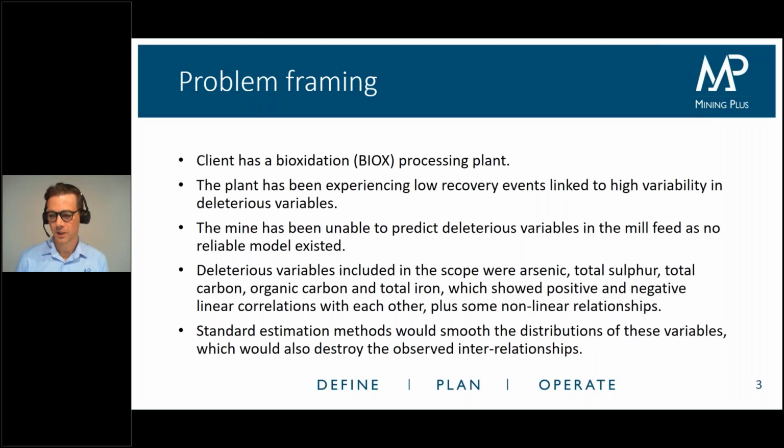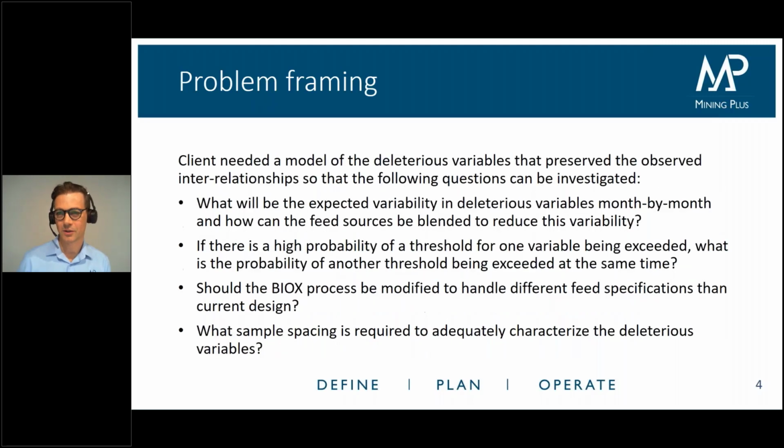Standard estimation methods would have smoothed the distributions of these variables, which would also destroy the observed interrelationships. So that's where we turned to conditional simulation. The client needed a model of the deleterious variables that preserved the observed interrelationships so that the following questions can also be investigated. What would be the expected variability in deleterious variables month by month, and how can the feed sources be blended to reduce this variability?